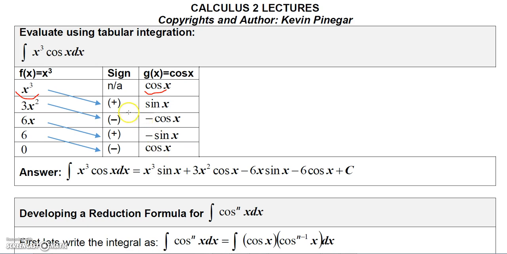Okay, but here's the tricky part. You're going to take x cubed times a positive sine x, so that'll just give you x cubed sine x.